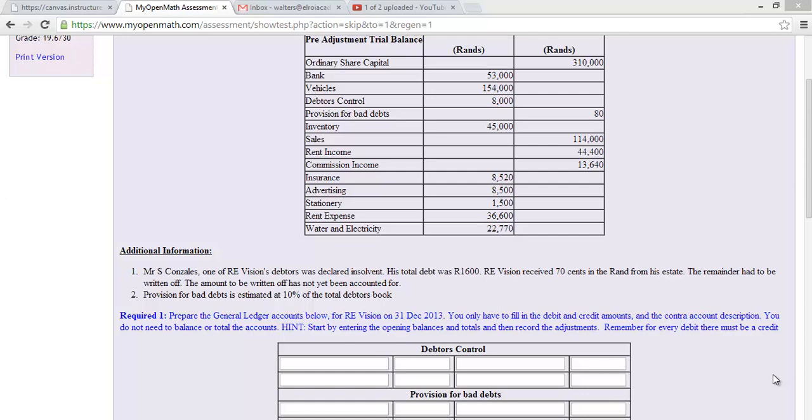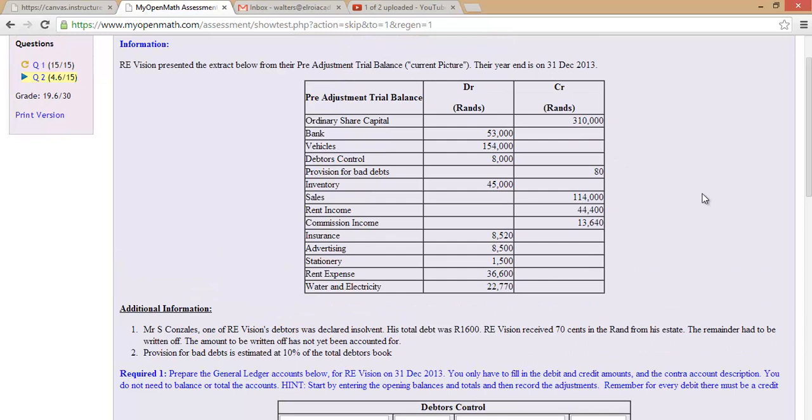Alright, let's quickly look at an example where we have to calculate the amount of bad debts. In this question, we've got RE Vision with a year end on the 31st of December. Let's go straight to the additional information. This is a pre-adjustment trial balance.